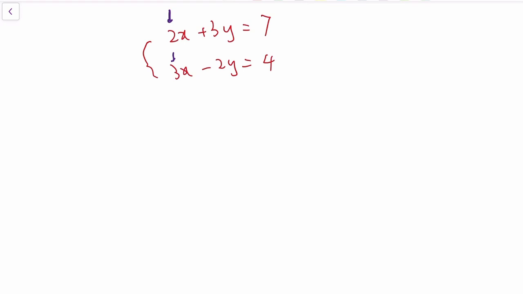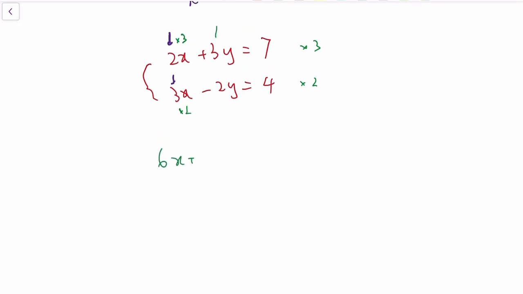What I mean is this. If you multiply 2 by 3, it will be 6. But if you multiply 3 by 2, it would also be 6. So by multiplying each equation by some number, it is possible to make the coefficients of both of the x the same. So that's what we'll do. We'll multiply the first equation by 3, multiply the second equation by 2. So we have 6x plus. Now the key is to remember to multiply everything in the equation by the same number.